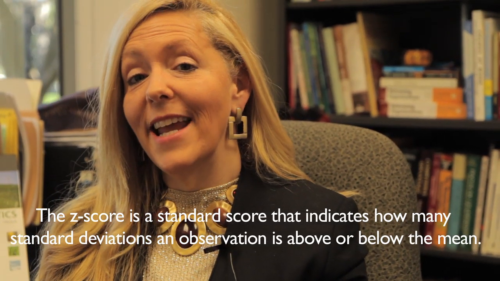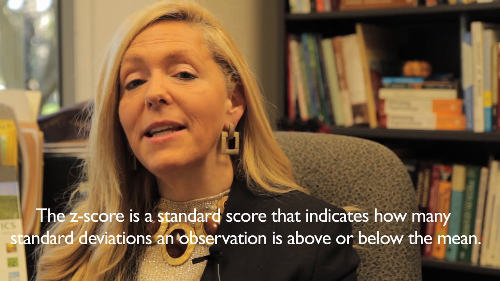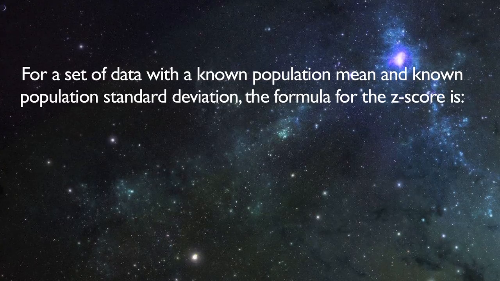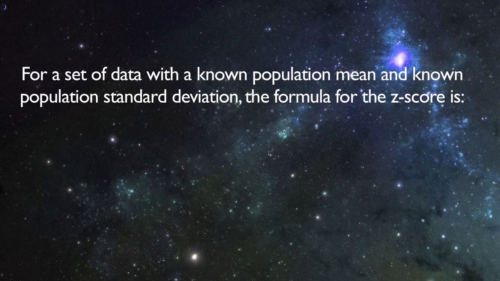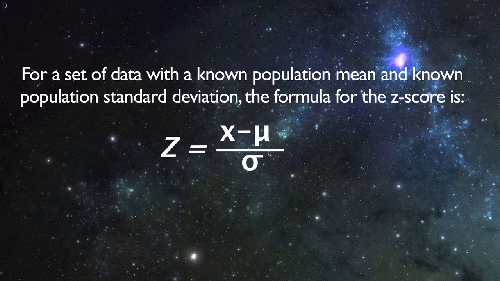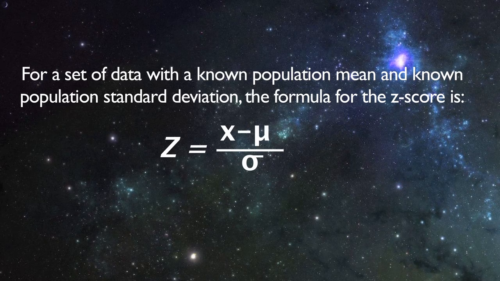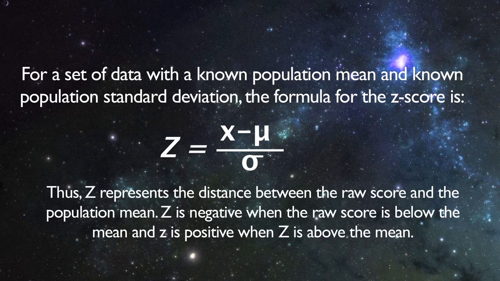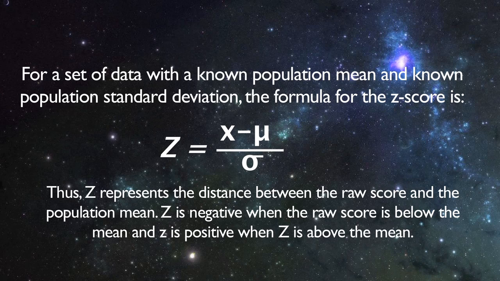A z-score is a standard score that indicates how many standard deviations an observation is above or below the mean. For a set of data with a known population mean and a known standard deviation, we can compute the z-score using the formula z equals x minus the mean over the standard deviation. Thus, the z-score represents the distance between the raw score and the population mean. The z-score is negative when the raw score is below the population mean, and the z-score is positive when the raw score is above the population mean.